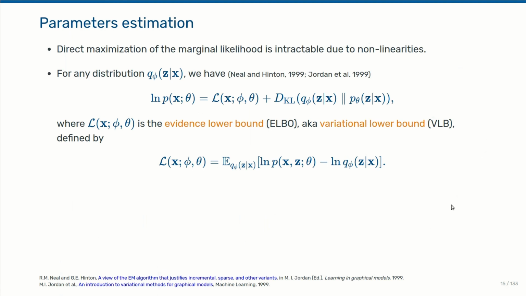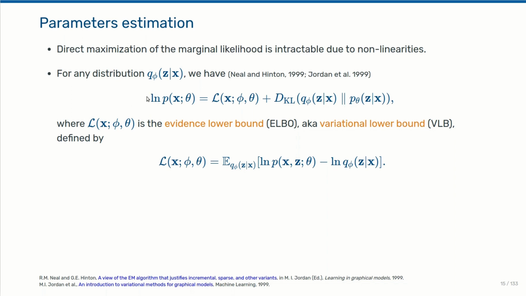The direct estimation of the parameters is very difficult because the marginal likelihood is intractable, as we discussed in the previous slide. So direct maximization is very, very difficult. Luckily, we have the following statement that tells that for any conditional distribution of the latent codes given the observations, we can write this expression.